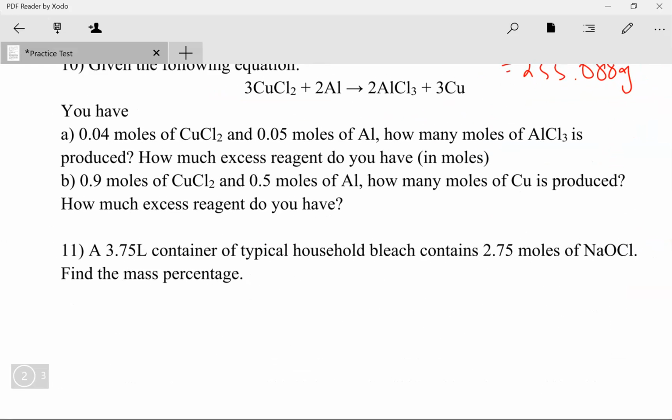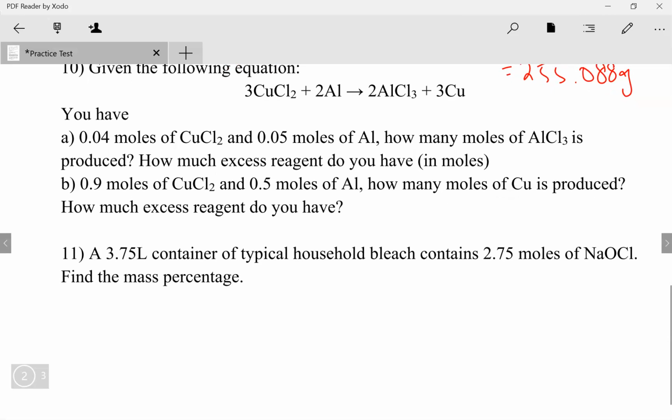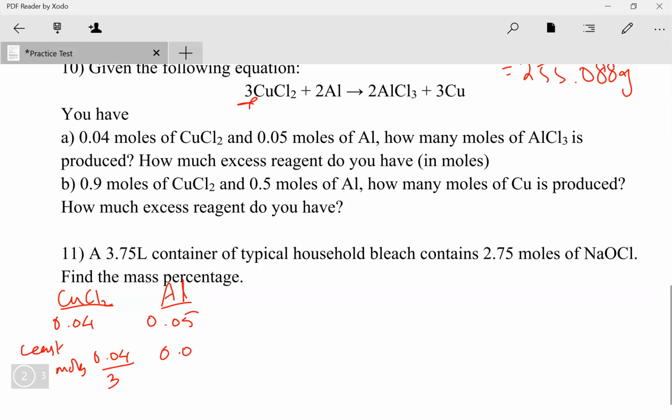So we'll do 10 down here. This is an example of a limiting reagent question. So again, 2 steps. We have 0.04 moles of CuCl2, and I have to do aluminum. So I have 0.04 moles of this and 0.05 moles of that. So I'm going to find my least moles. And I do that by doing 0.04 divided by 3, and 0.05 divided by 2.